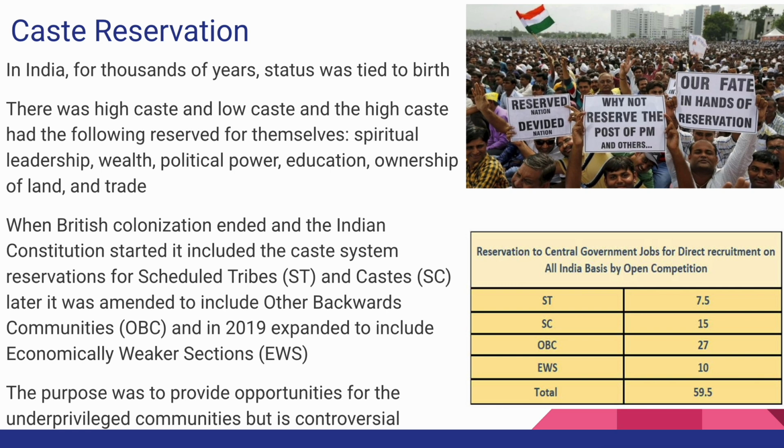On the top right, you can see people at a protest, and it says, reserved nation, divided nation, our fate in hands of reservation. And then there's a chart there for you to look at, government jobs, and how they have it for open competition, and you can see that they have a certain percentage set aside for scheduled tribes or caste and the other backwards communities and the economically weaker sections.